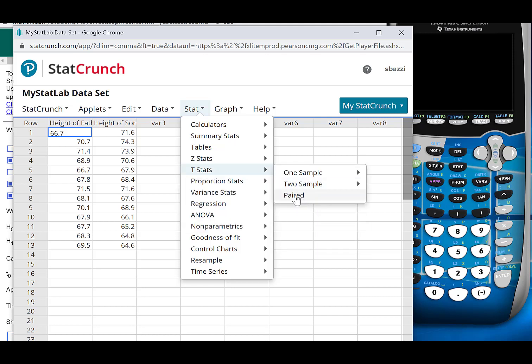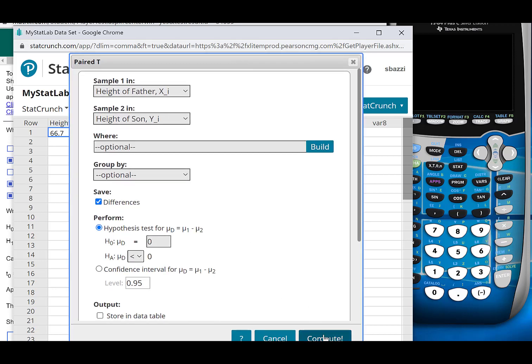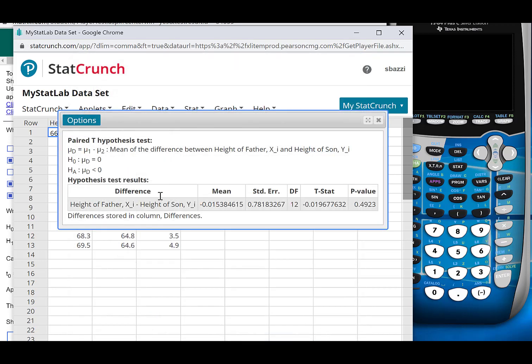Paired means dependent. Paired. Select column 1. Okay, they said father first and then sons. And then I'm going to show you the difference, guys. You see, we're testing mu d equals mu1 minus mu2. Mu d is less than 0. And we want that to be less than 0 right here. And I'm going to hit compute. You can see that. And you get the test statistic t, and you get the p-value. So the test statistic is -0.0196, and the p-value is 0.493.